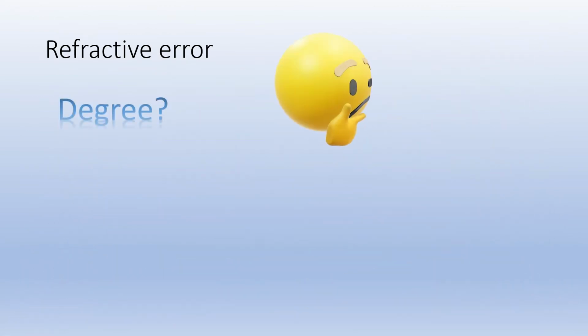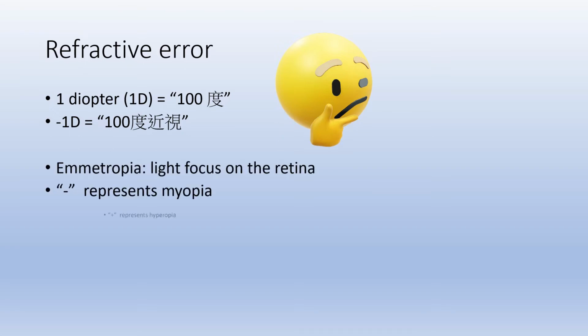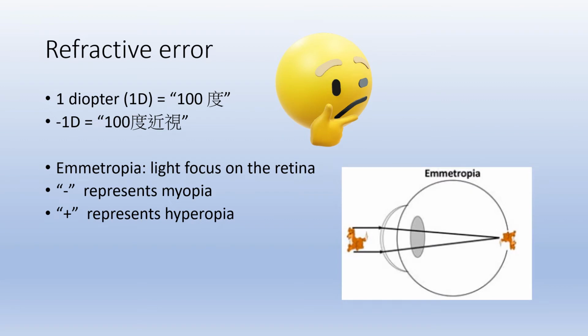Now, just to clarify some terms, in our culture, we tend to talk about how many degrees of refractive error. For example, 200 degrees of short-sightedness. Officially, though, we count the refractive error in terms of diopter, and one diopter equals 100 degrees. When you are seeing a distant object and the light focuses on your retina and gives you a clear image, then you have what we call emmetropia. Minus sign is myopia and plus sign is hyperopia.